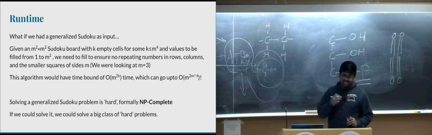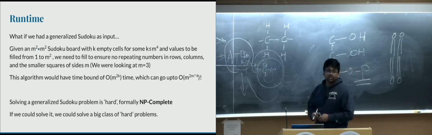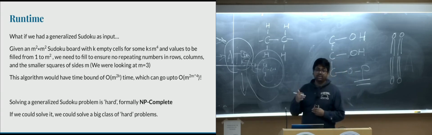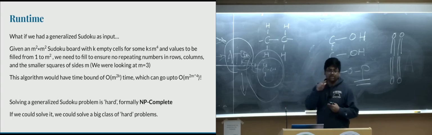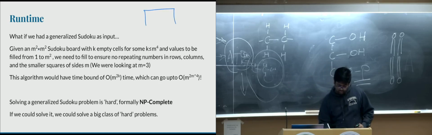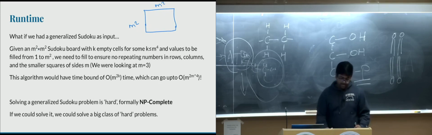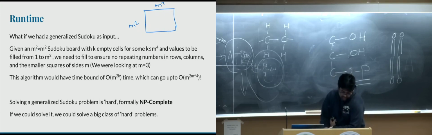So let's see a general case Sudoku. Initially we restricted our Sudoku to 3 cross 3 smaller grids, that is a 9 cross 9 bigger grid. So let's say the smaller grids are m cross m. So we are looking at a Sudoku of m square cross m square. In that case, the algorithm would be bounded by O of m square raised to k, that is m raised to 2k.